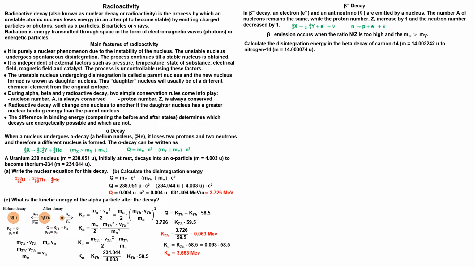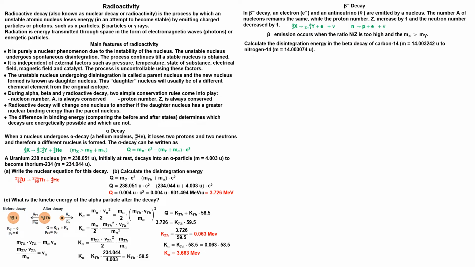Every carbon atom has 6 protons, so carbon-14 has 8 neutrons. It is unstable, and its ratio of neutrons to protons is approximately 1.33. So this atom satisfies the conditions for the occurrence of beta minus decay. First, we write the equation representing beta minus decay.